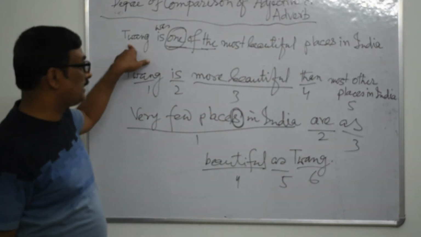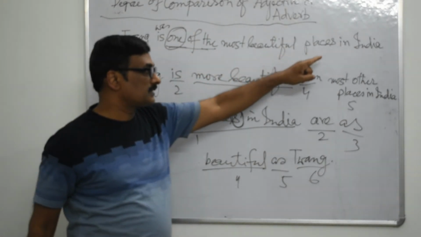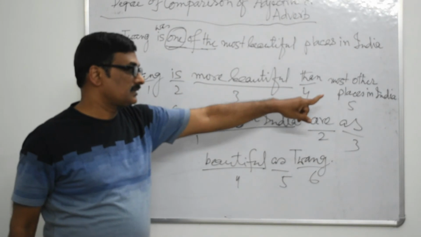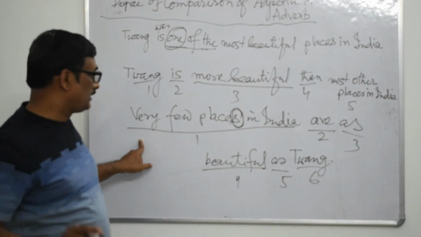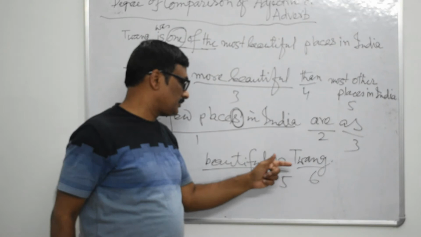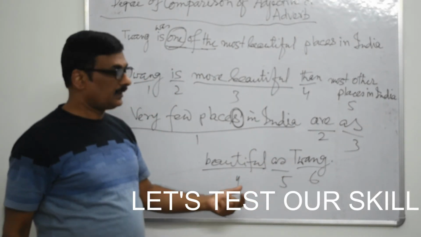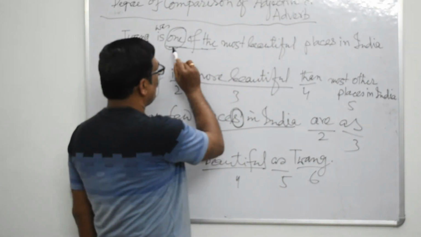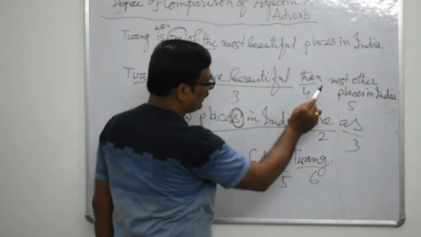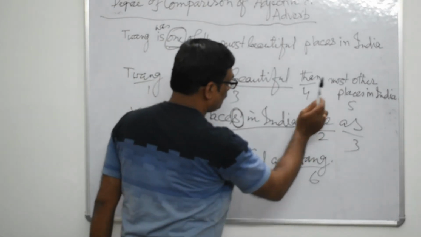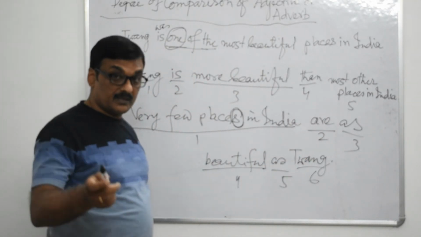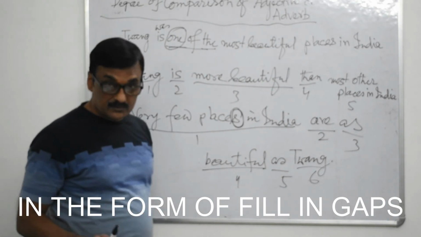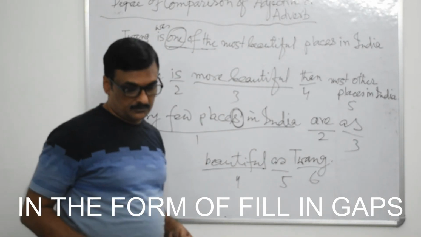What is the positive form? If the superlative degree is "Tawang is one of the most beautiful places in India", the comparative form is "Tawang is more beautiful than most other places in India", and the positive degree is "Very few places in India are as beautiful as Tawang". These are the relative changes that take place. So if there is "one of the" in the superlative degree, then "most other" is used in the comparative degree in place of the object, and in the positive degree "very few" is used in place of the subject.